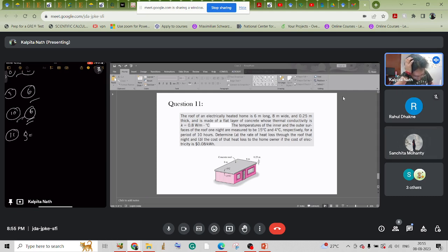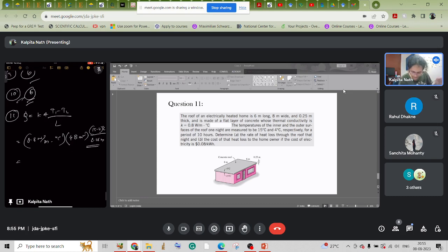So it will be simple. Q dot is equal to K A (T1 minus T2) upon L. So K is given as 0.8 watt per meter degree Celsius, and the area is given as 48 meter square. And T1 minus T2 is 15 minus (-4) degree Celsius, and L is 0.25 meter. L means the thickness. So it is just considered as plain wall, nothing else. It's relatively very simple. So it is 1690 watt, that is 1.69 kilowatt.